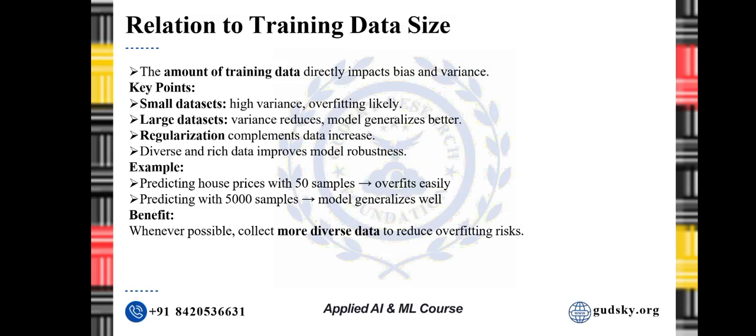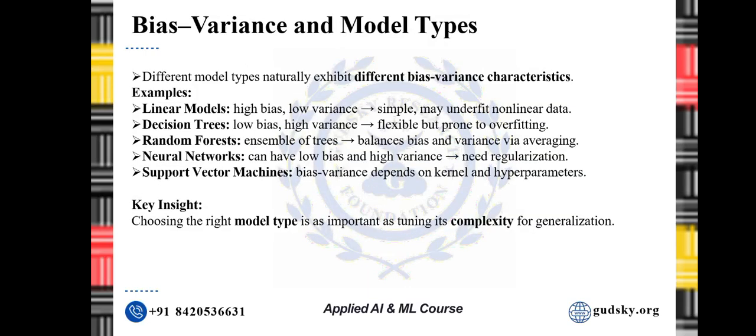And bias variance in model types. So each type of ML model has its own bias variance personality. Let's look at a few examples. That is linear models, which have high bias, low variance. They are simple and may underfit complex data.